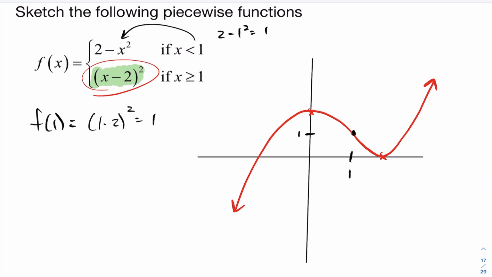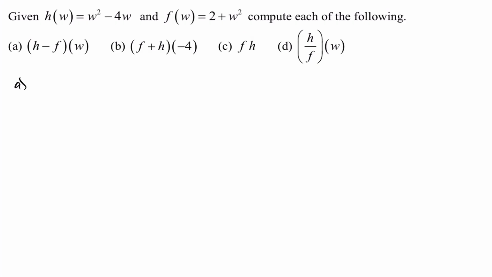All right, let's take a look at some more examples of function notation with multiple functions. So for the following problem here, we're given a function h of w defined as this quadratic, then a function f of w defined to be another quadratic, and they ask us to go through some operations.